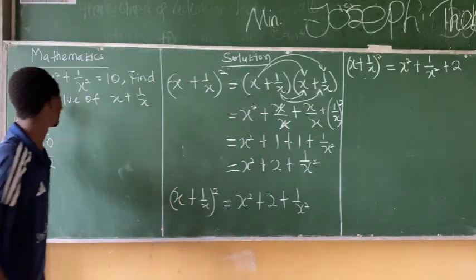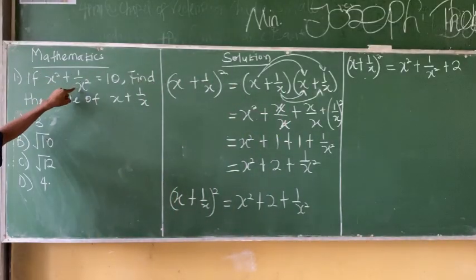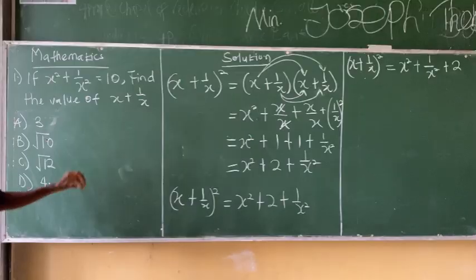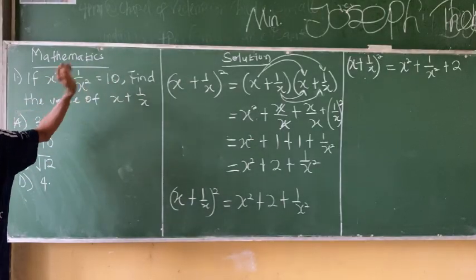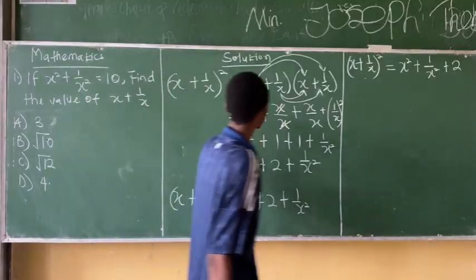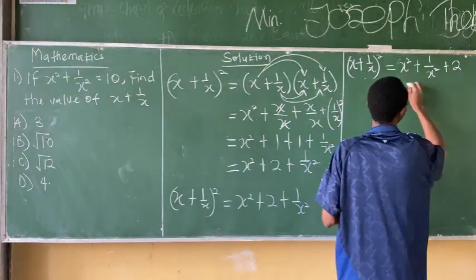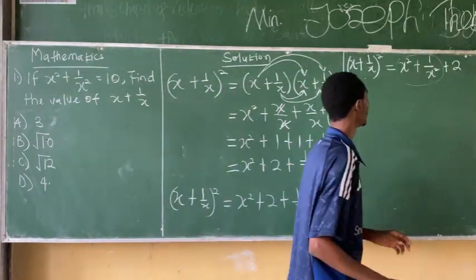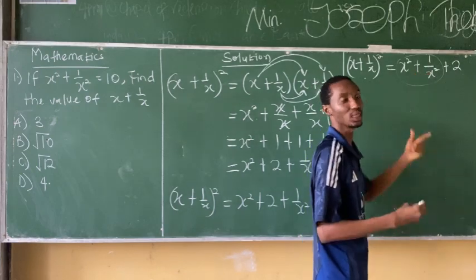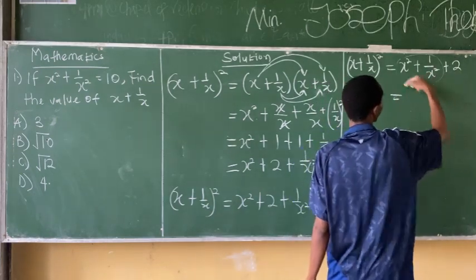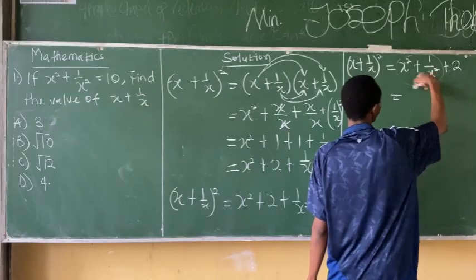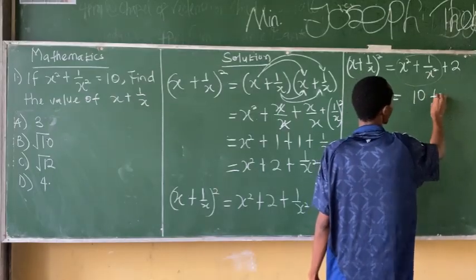From the question, they said x squared plus 1 over x squared is equal to 10. Meaning, anywhere you see this expression, you should replace it with 10. That expression is the same thing as what we have here. So we should replace this with 10. If we do that, everything here becomes 10 plus 2.